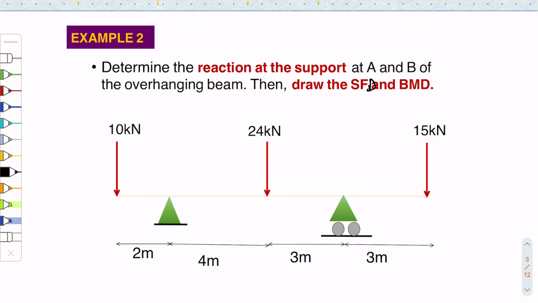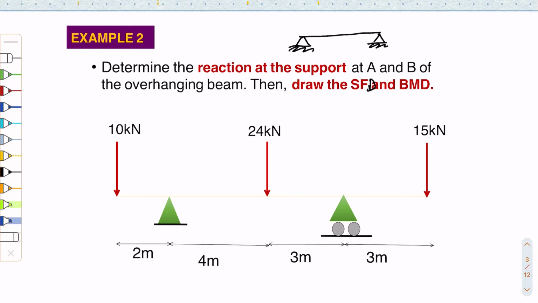Bukan simply supported macam tadi. Okay, yang hujungnya support. Okay, ni hujung support, this is simply supported. This one adalah overhanging beam. So overhanging beam means that the beam extends beyond the support. Terlebih ke contohnya kiri atau kanan ni lah.